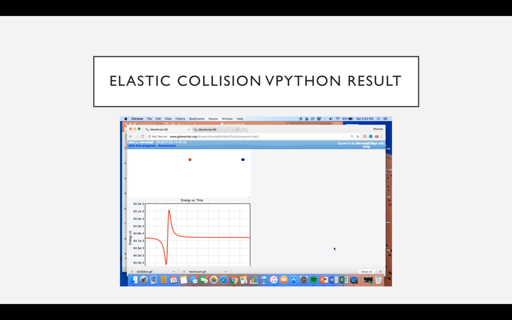As you can see, the kinetic energy was conserved from right before the collision to right after the collision, demonstrating that this was in fact an elastic collision.